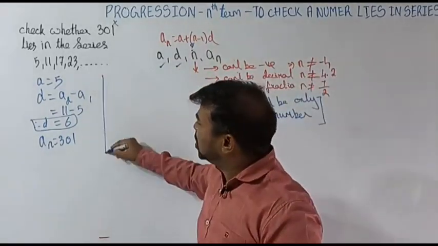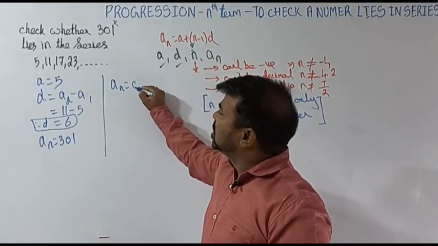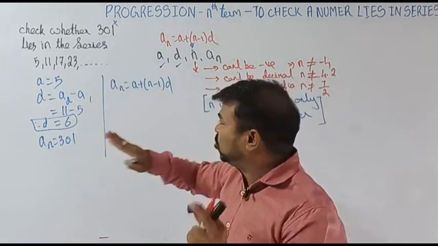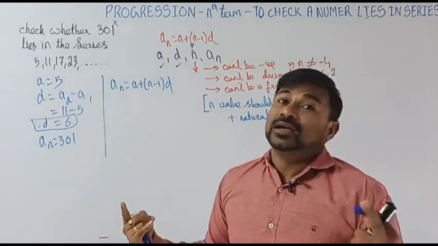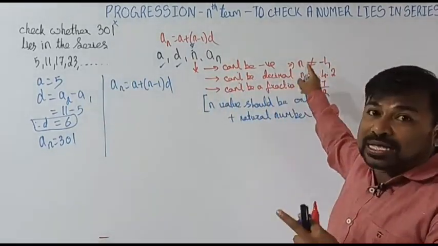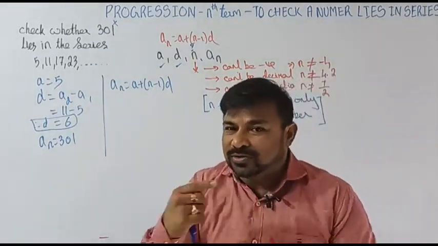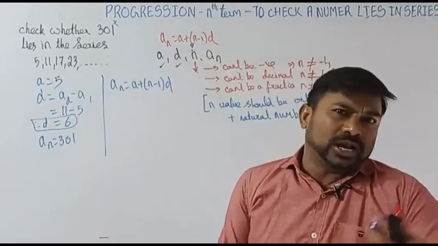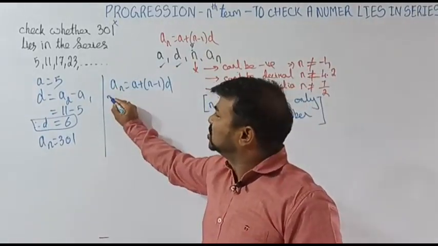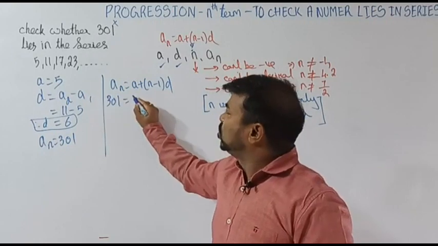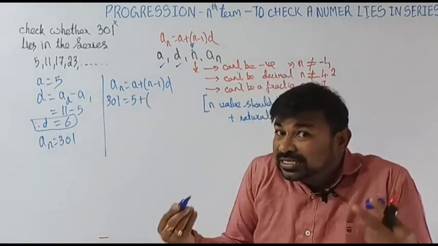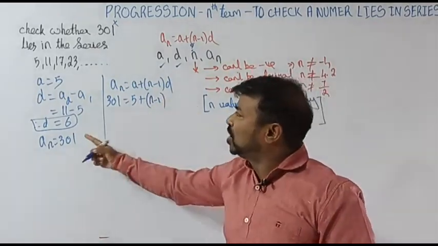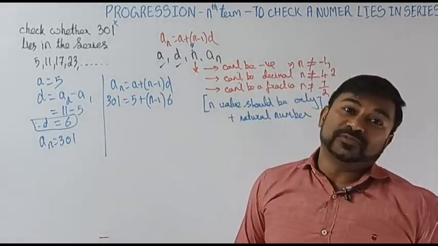Now take the formula: an equals a plus n minus 1 into d. Plug in the values we have and find whether n is negative, positive, or what. By that we can figure out whether the number 301 lies in the series or not. So an equals 301, a is 5, and n is the position number, which we don't know. So n minus 1, and d is 6. Let's simplify that now.